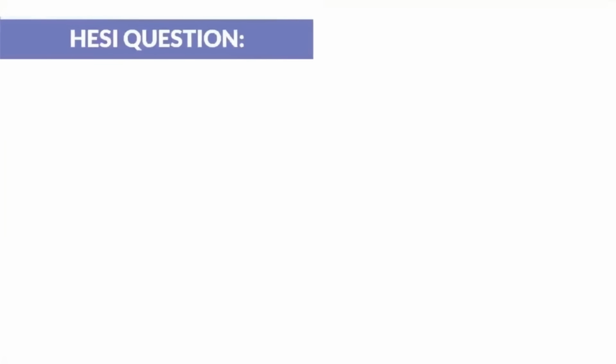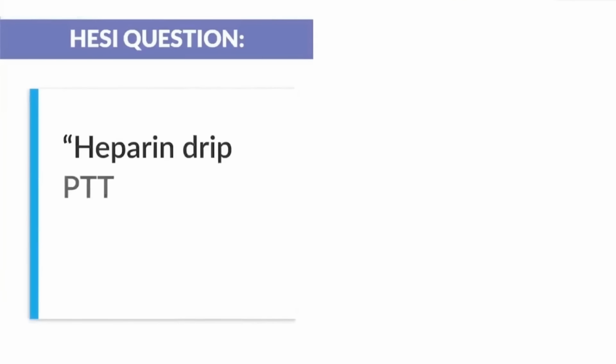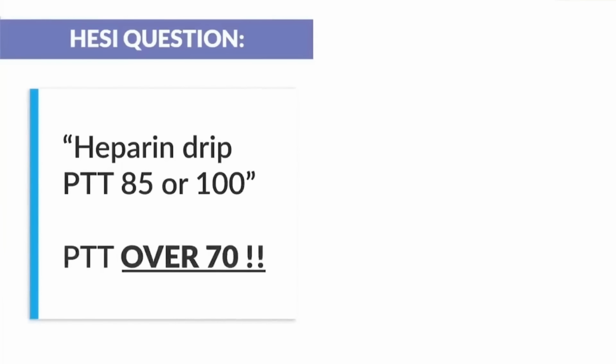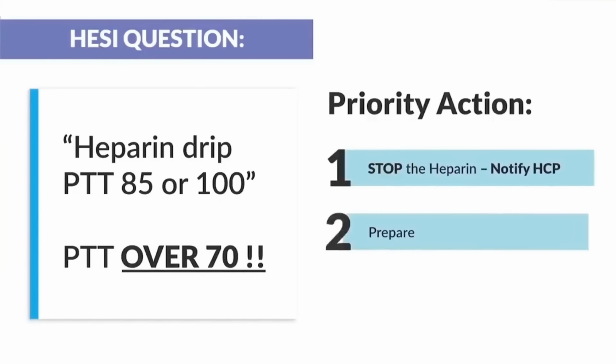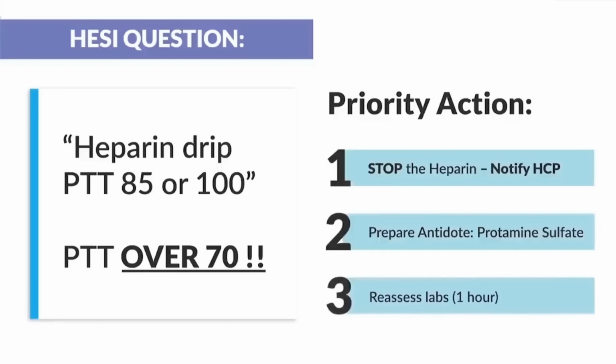A common HESI question here was heparin drip PTT 85 or a PTT of 100. Guys, anything over 70. The priority action here is to, number 1, stop the heparin drip and notify the HCP. Number 2, prepare the antidote, protamine sulfate. And number 3, reassess the labs in about an hour.